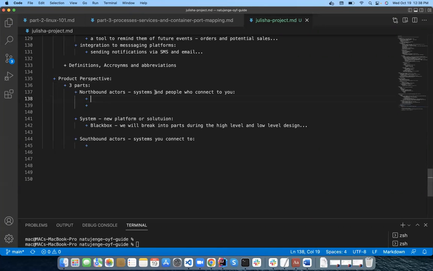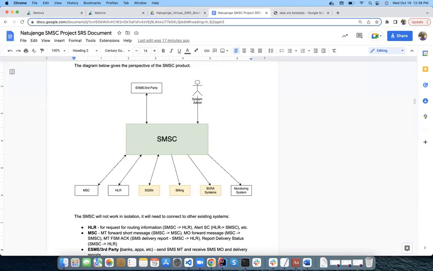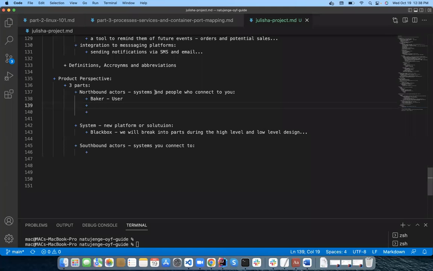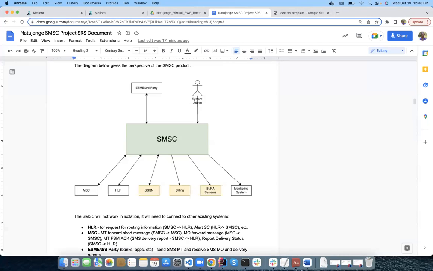So for Northbound Actors here, we will have a human, a user. The first Northbound Actor is a baker. That's a user. And another person who will be at the top there, who might interact with the system, is the customer. And that's a user. And then, is there any other system that needs to talk to our platform?